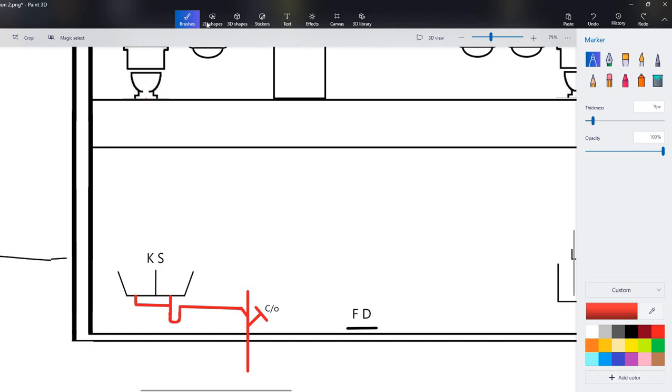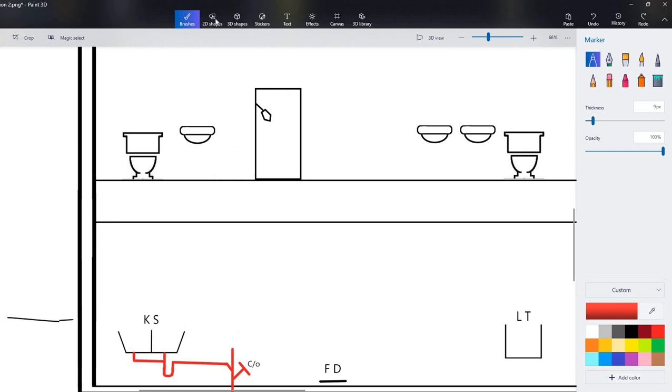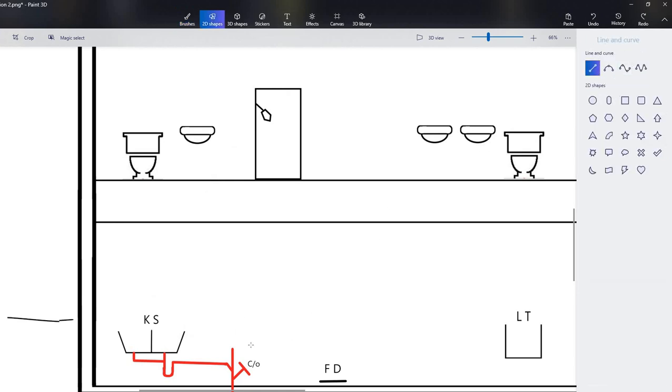Now I know I need to add a vent, but I'm going to do the venting later. We know that since we're going to be individually venting this, we're going to back vent it off of this trap arm.